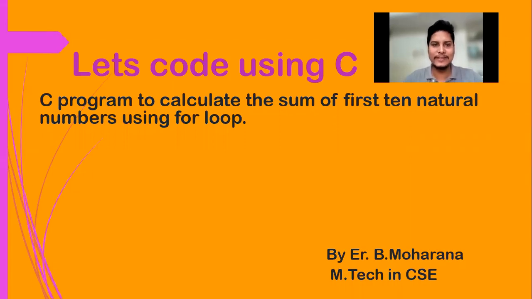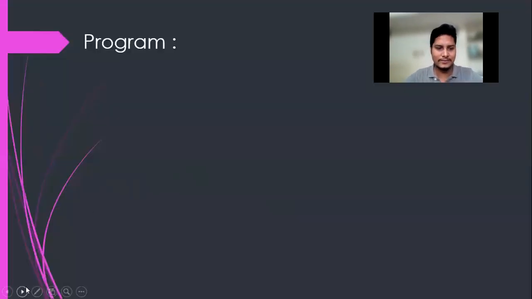Hello friends, in this video, I'm going to explain how to calculate the sum of first 10 natural numbers in C using for loop. Okay, so let's see. Here, I'm writing a program to calculate the sum of first 10 natural numbers. So let's see.